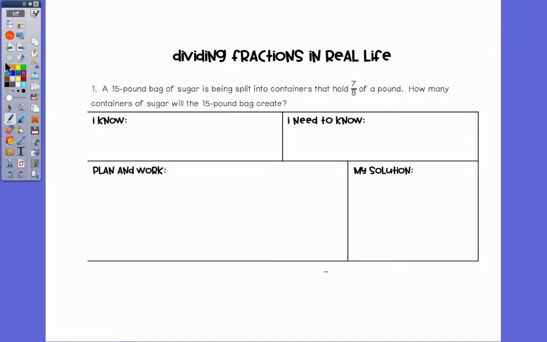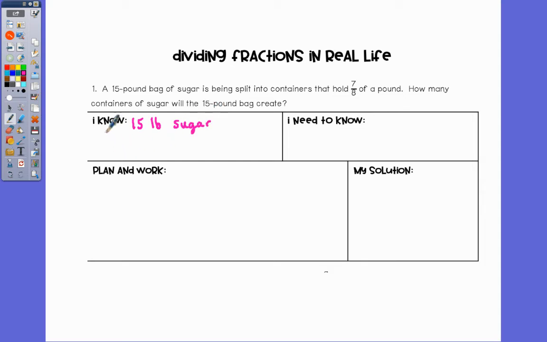So we are going to start by looking at this question. It says, a 15-pound bag of sugar is being split into containers that hold 7/8 of a pound. How many containers of sugar will this 15-pound bag help create? So what do I know? I have 15 pounds of sugar.